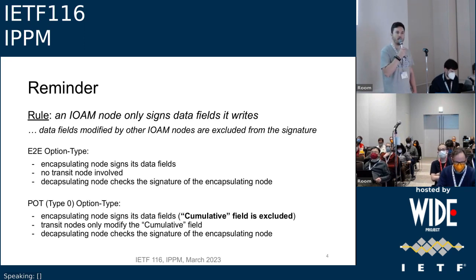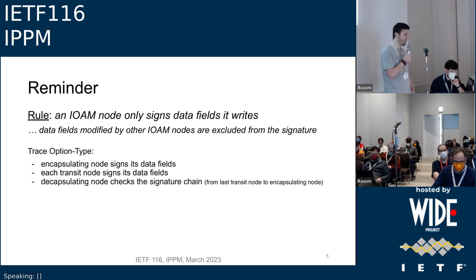And this is a little bit similar for the proof option type, proof of transit, sorry, type 0. Here the encapsulating node would sign its data field as well, but the cumulative field would be excluded because it's going to be modified on the path. And the decapsulating node would check the signature of the encapsulating node. Why? Because transit nodes would only modify the cumulative field, and as I mentioned, this field is excluded from the signature.